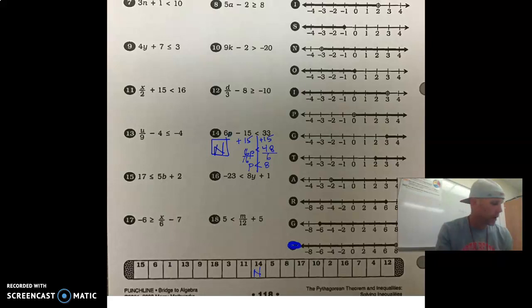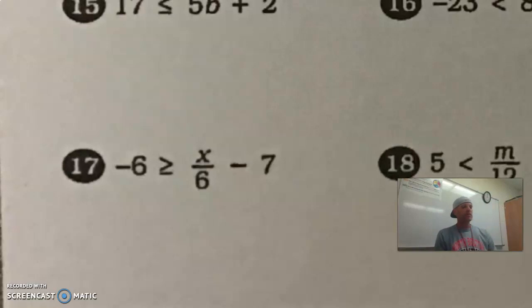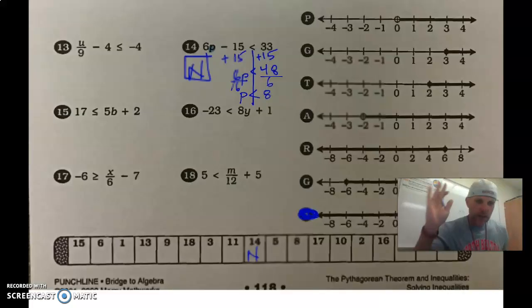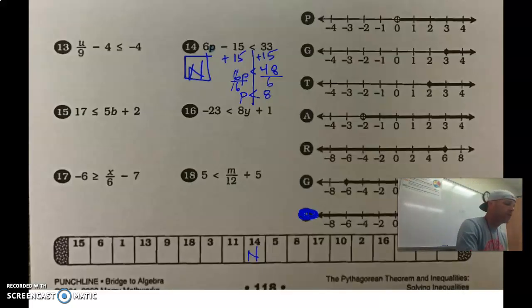You want to do one more? Okay, I can handle that. How about number 17? Let's do number 17. Negative 6 is greater than or equal to x divided by 6 minus 7. Don't all freak out. Remember, just do one thing at a time.